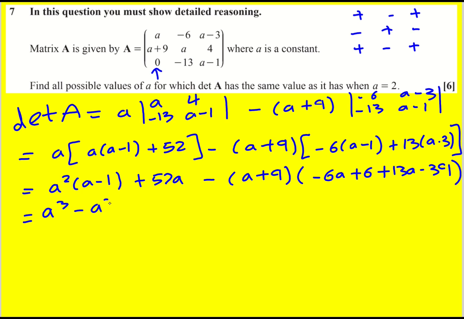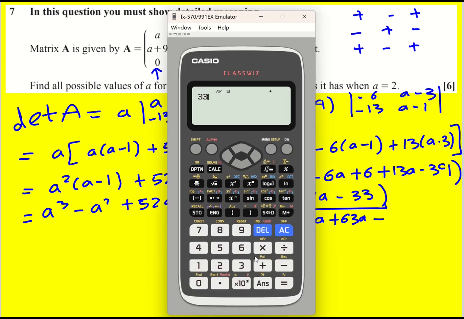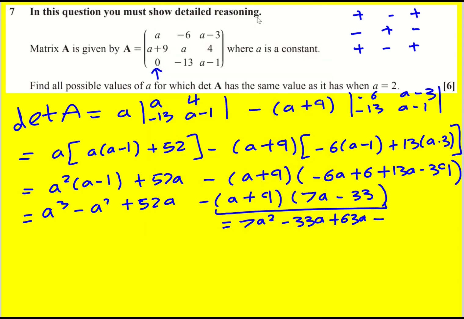So minus 6a plus 6 plus 13a minus 39, a cubed minus a squared plus 52a. Then I've got 7a minus 33 here. Just sort this one out. So I'm going to get 7a squared minus 33a plus 63a minus 33 times 9. So I think that's 297. I'm just going to check. Okay.